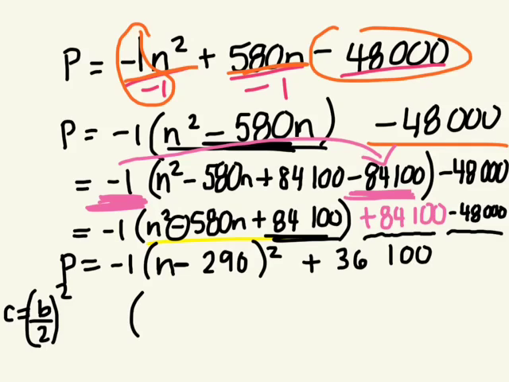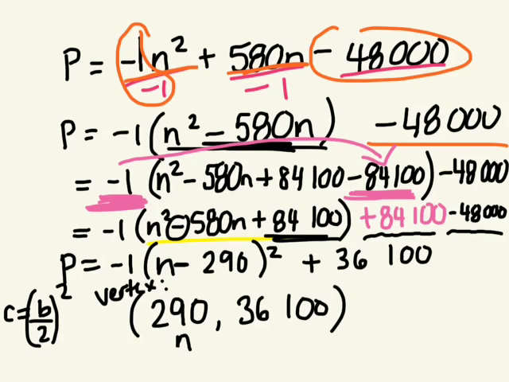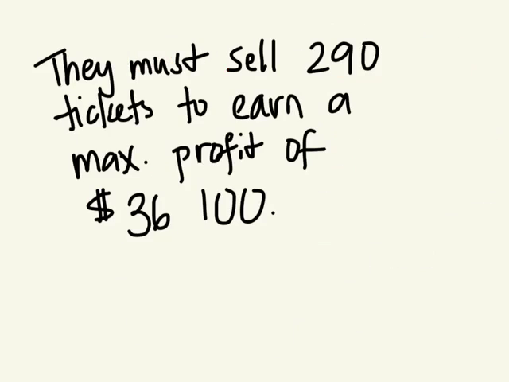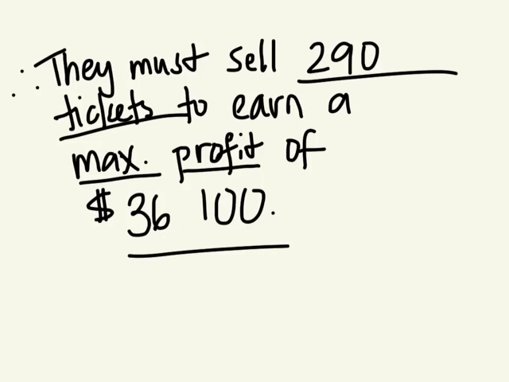Where is the vertex located? Yep, Ethan, positive, and if we were to graph this, this represents number of tickets and this represents profit. Because this point is located at the vertex, this would be our maximum profit. So how many tickets do they have to sell? 290 tickets. Good. So therefore, they must sell 290 tickets in order to earn a maximum profit of $36,100. That's the first part of this question.